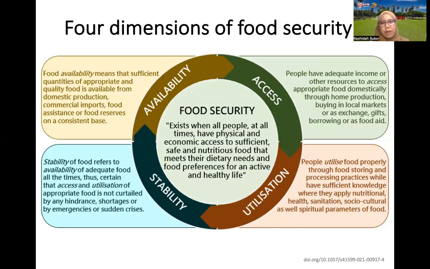Okay, so people have adequate income or other resources to access appropriate food domestically through home production, buying in the local market, or exchange or gifts or borrowing, or as in food aid. Food aid is like a subsidy. In Malaysia, we call it subsidy. But overseas, like in the US, they call it food aid. You get a lot of coupons, and when you go to the supermarket, you can use the coupons and you end up not paying anything, right? So they have those kinds of assistance. But in Malaysia, we call it subsidy.